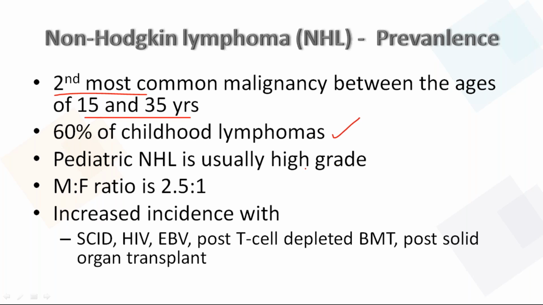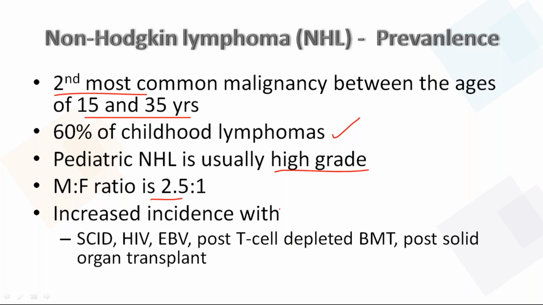If you see subsequently, it is broadly divided into high grade and low grade types, depending upon the severity. Unfortunately, if non-Hodgkin lymphoma occurs in pediatrics, it is always a high grade type. It is a very rapidly growing type with a bad prognosis. There is a male preponderance, almost double or more than double in male children.